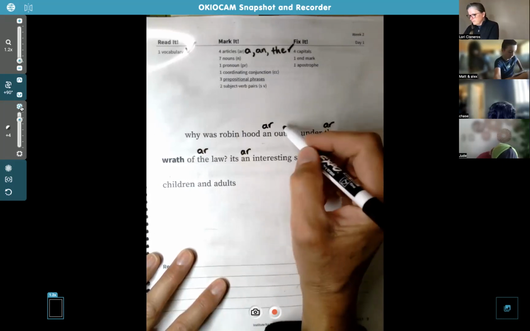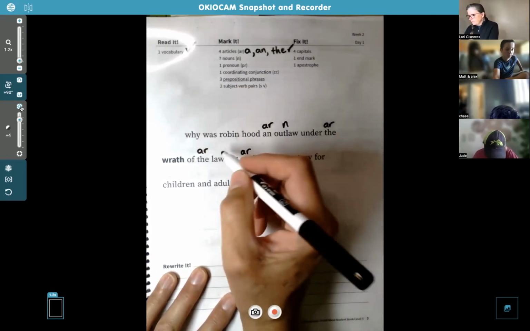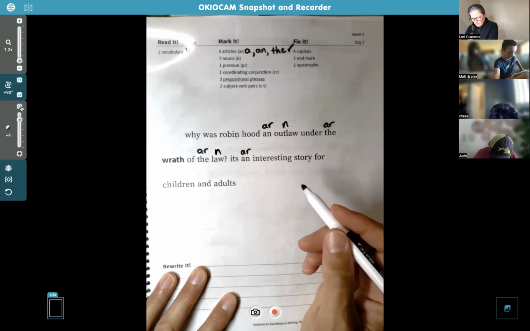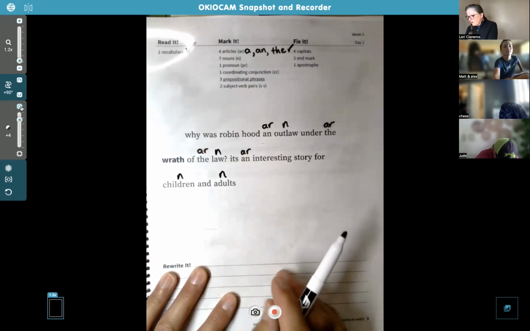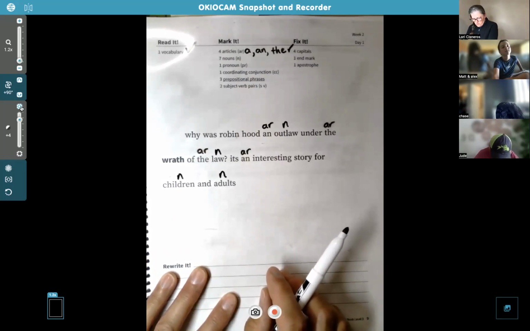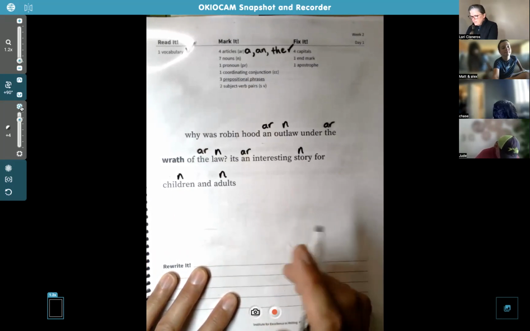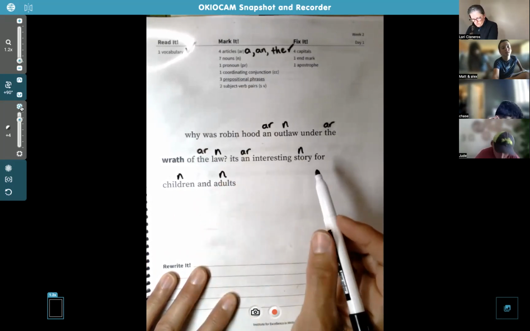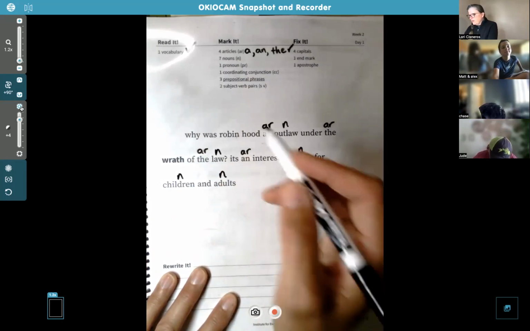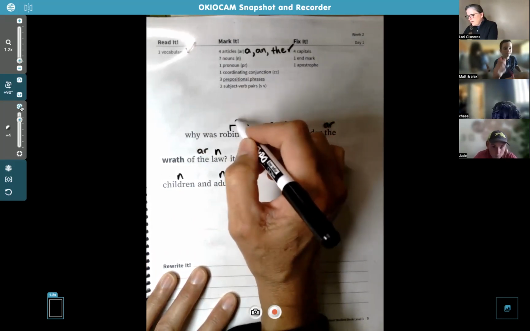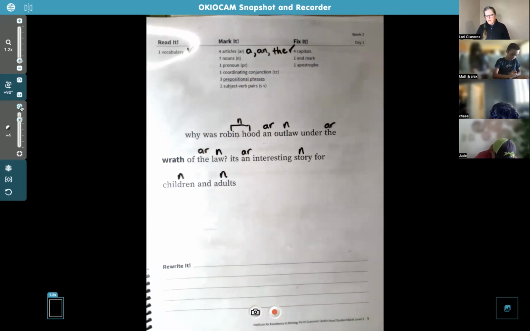Outlaw, good. Law, yep. Children and adults. So that's 1, 2, 3, 4. Story, yes. And law. And law, got that one. Robin Hood, I think. There we go, Robin Hood. And I'm going to put a little bracket like that because his name has 2 words, Robin Hood.